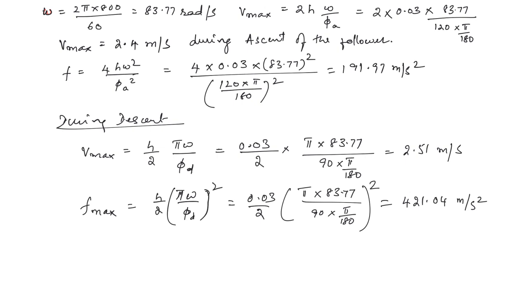So basically we have drawn the profile here and found the maximum values of velocities and acceleration during ascent and descent. So the displacement of the follower is different during ascent. The follower during ascent rises with a constant acceleration motion, and during descent the follower comes down with simple harmonic motion. And the profile also we have drawn. So that is the end of this video.